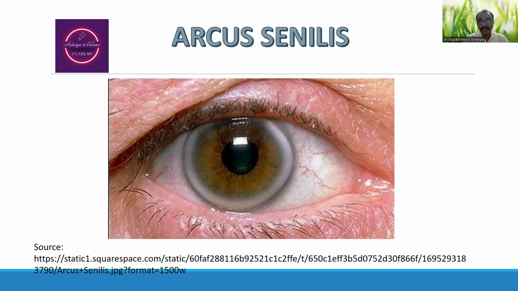This is indicative of arcus senilis, wherein we see a white colored ring near the sclerocorneal junction. This is indicative of age-related changes, or this may be indicative of the presence of excess cholesterol in the body.